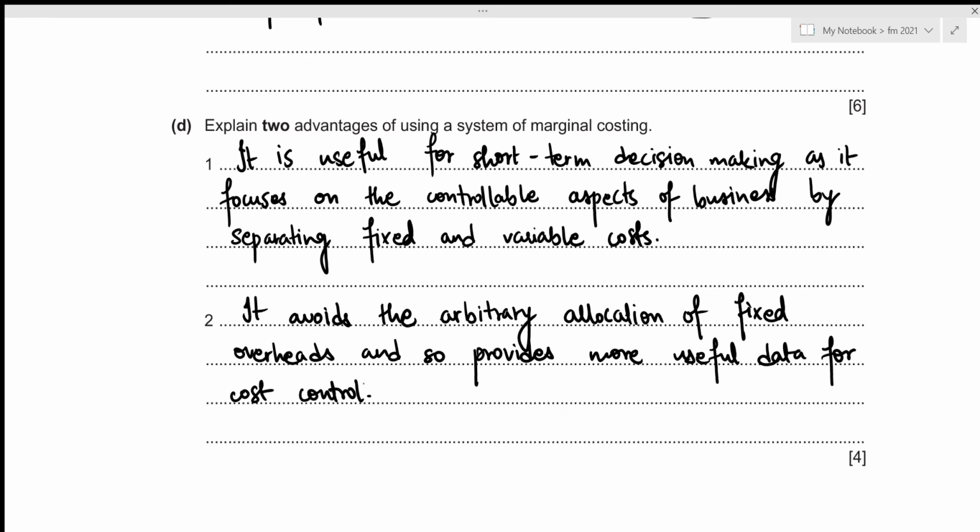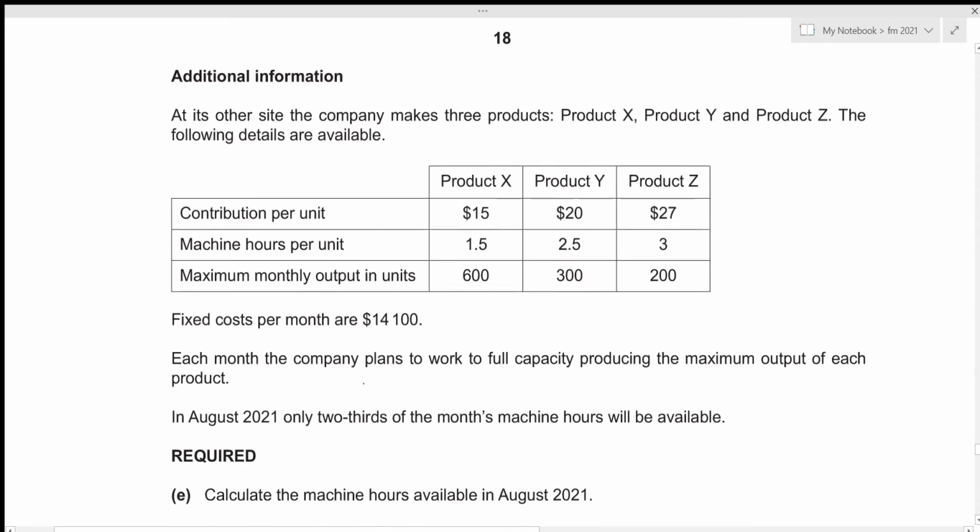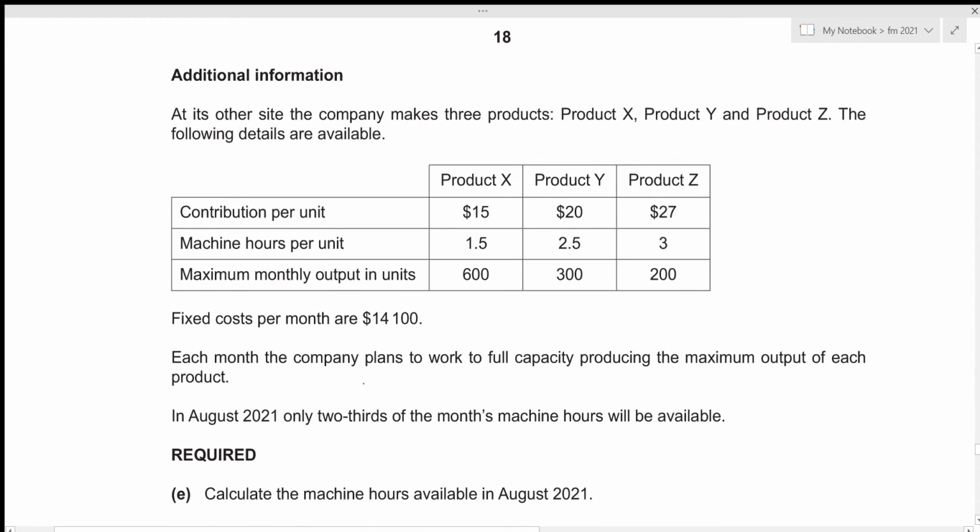This concludes the fourth part of this question. Now we can move towards the fifth one. Okay, we're given additional information. At its other side, the company makes three products: product X, product Y, and product Z. The following details are available. We're given the contribution per unit, machine hours per unit, as well as maximum monthly output in units for all three products. Then we're also told that the fixed costs per month are 14,100, and each month the company plans to work to full capacity, producing the maximum output of each product.